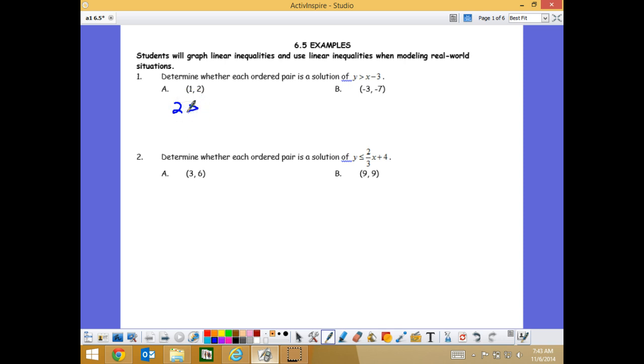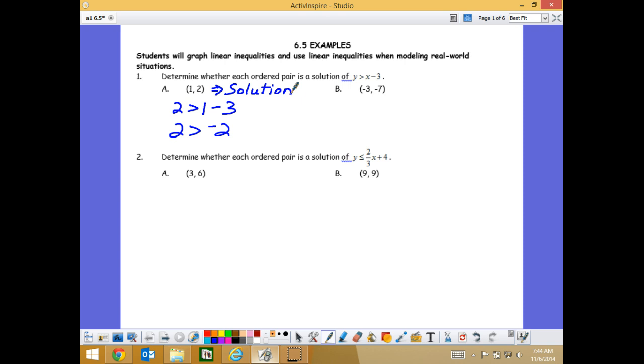Is that greater than the x coordinate, which is 1, minus 3? And when we simplify the right side, 2 is greater than negative 2. So that is true. So then that means this point is a solution because it makes the inequality true.